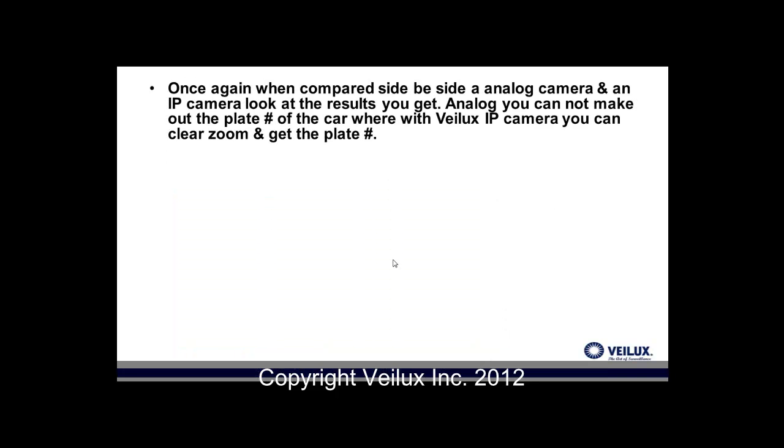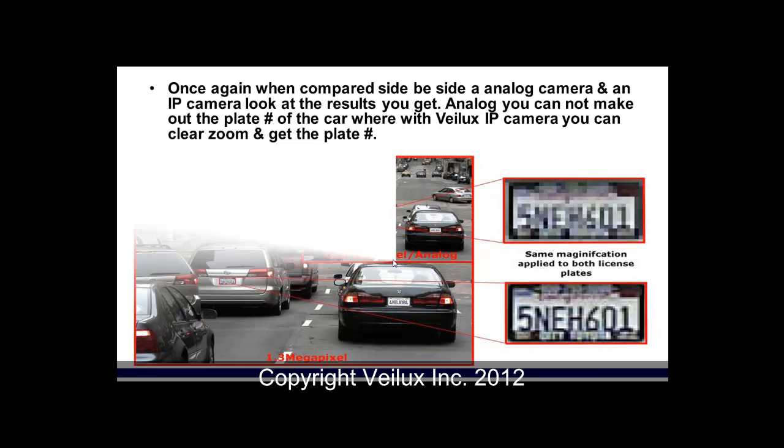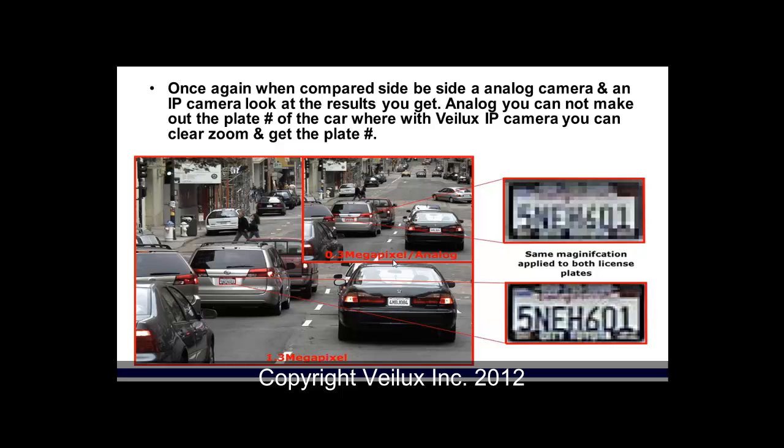Once again, we compare side by side an analog camera and an IP camera. Look at the results we get. In analog, you cannot make out the plate number of the car, whereas with a Veilux IP camera you can clearly zoom and get the license plate number.